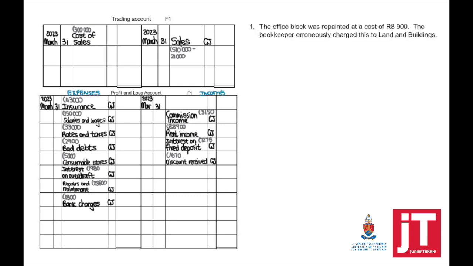Adjustment number 1. The office block was repainted at a cost of $8,900. The bookkeeper erroneously charged this to the land and buildings, which means my land and buildings, which is regarded as an asset, was incorrectly debited. So to correct this, we need to credit land and buildings so that repairs and maintenance, which is an expense, can be debited. If it's repainted, this forms part of my repairs and maintenance. So repairs and maintenance, we need to add 8,900.